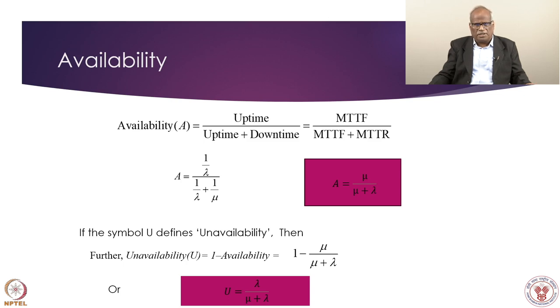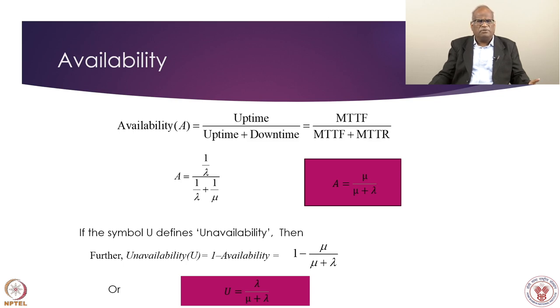Uptime divided by total time will be giving us availability. If I talk in terms of failure rate and repair rate, because normally we maintain the database that way, availability can be estimated by 1 upon lambda divided by 1 upon lambda plus 1 upon mu. Mu is nothing but repair rate, which is derived from mean time to repair. So availability can be given by mu divided by mu plus lambda.